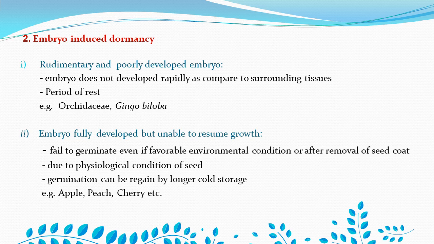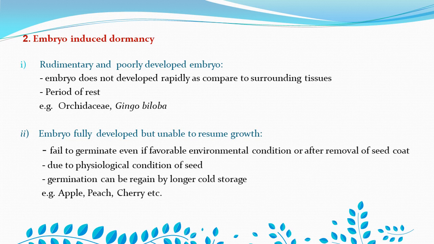If we remove the seed coat of this type of seed, these seeds still fail to germinate. In this condition, mainly the embryo is not developed or not completed up to germination. Due to the physiological condition of the seed, it is unable to achieve its growth. In this type of dormancy, germination can be regained by a longer cold storage. This type of dormancy is mainly found in apple, peach, cherry, etc.